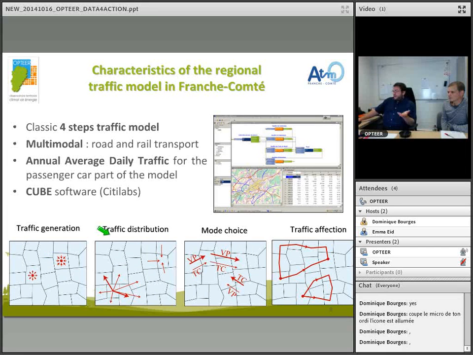The second step of the model is traffic distribution. Starting from the first matrix in the traffic generation matrix, it will decide from which point traffic comes to which point it goes. Then there will be a mode choice. It will choose if there's a solution in rail transport, in public rail transport. It will choose depending on various factors like cost, time, and of course availability, if it will use public transport or a passenger car vector.